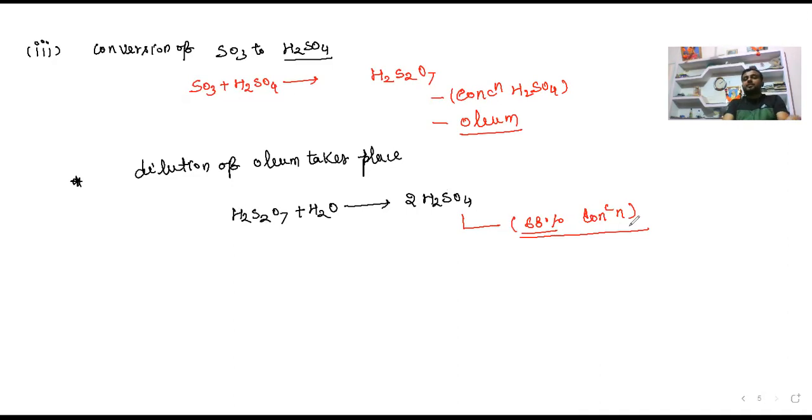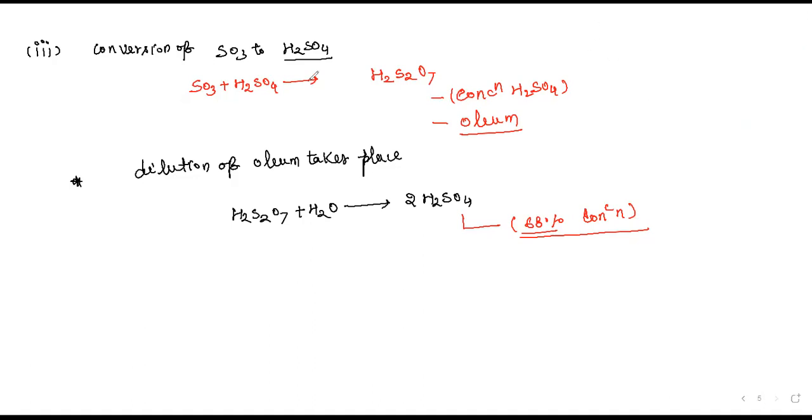So that means the H2SO4 which we will get after all the processes, all the Ostwald processes, is nearly 68%, isn't it? Okay, sir. Got it or not? Yes, sir.